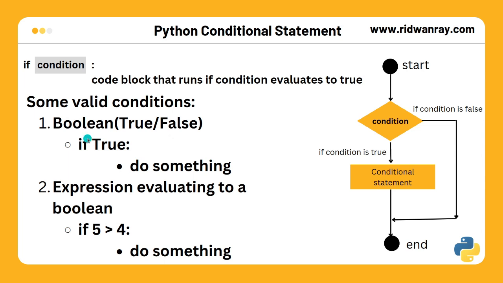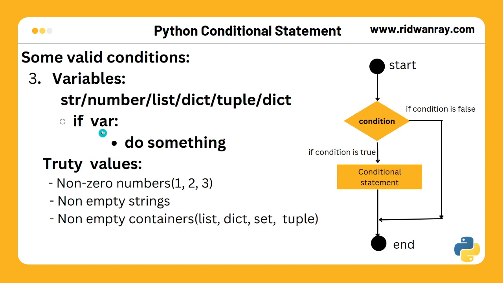Let's go over it. The first type of condition you can use is a Boolean data type. If the condition is true, then the inner block will run. If it is false, the inner block of code will not run. Notice that the inner code is not starting from the beginning. Another valid condition is any expression that evaluates to a Boolean. For example, 5 greater than 4 will return a Boolean, which is either true or false. A variable can also be used as a condition. The key is to understand when a variable evaluates to true or false.